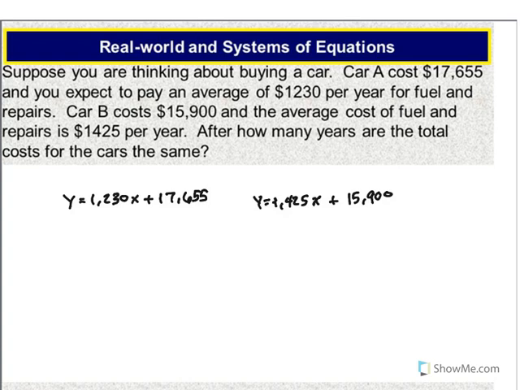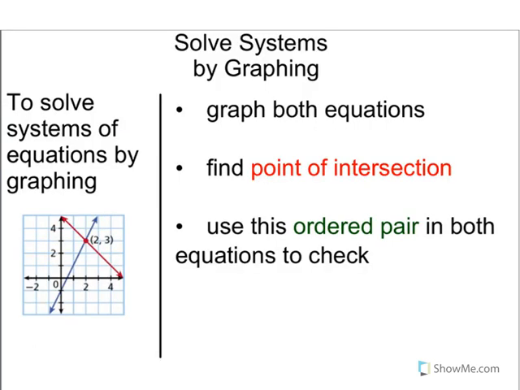The question says, after how many years, so x would have to represent the number of years, since the cost is per year. Are the total costs the same? So y would have to be the total cost. Once you have the equations written and you know what x is and what y is, then you can begin to solve both of these equations.